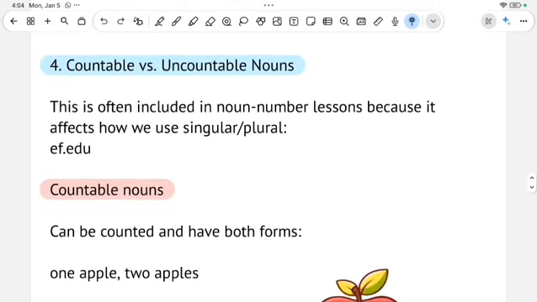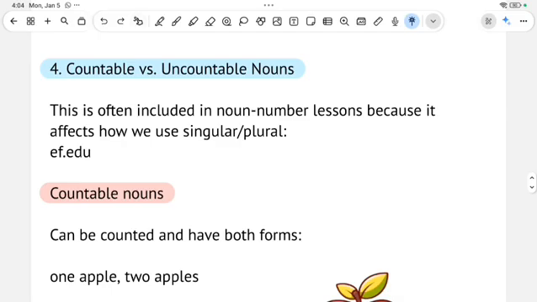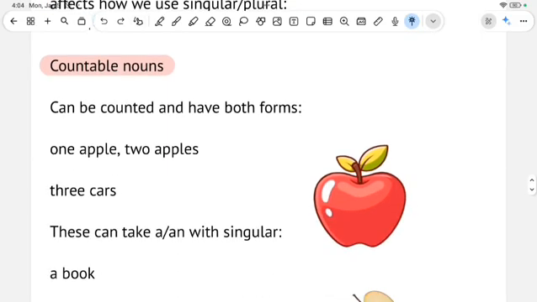Okay, now let's move towards another concept of rule, that is countable versus uncountable nouns. This is often included in noun number lessons. Why? Because it affects how we use singular or plural. Let me give you an example again. Countable nouns, as the name suggests, can be counted and have both forms. Okay, one apple, two apples, three cars, or one car.